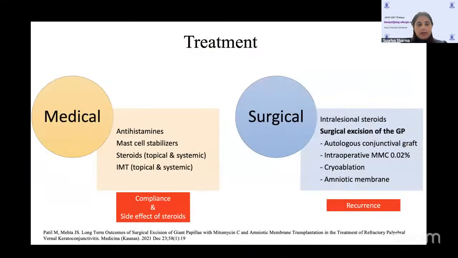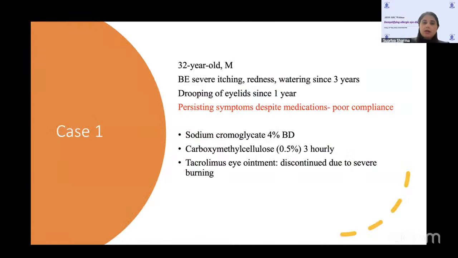Now, the standard of care for managing giant papillae is, of course, medical therapy to begin with, and then adding topical immunosuppression along with mast cell stabilizers and antihistaminics. But the limitation is compliance because of frequent instillation of eye drops, the stinging, burning sensation associated with topical tacrolimus eye ointments, and the side effects of steroids. Cases which do not respond to maximal medical therapy are where we start using surgical interventions. This includes excision of the giant papillae in combination with conjunctival grafts, mitomycin C, cryoablation, and amniotic membrane, and subtarsal steroids are also given in these cases, but the limitation here is recurrence. Let us now look at 3 cases.